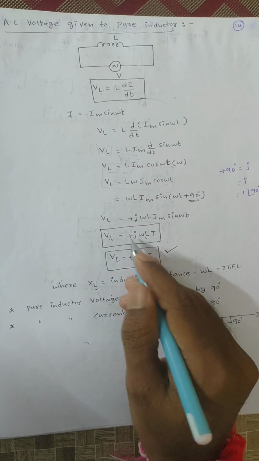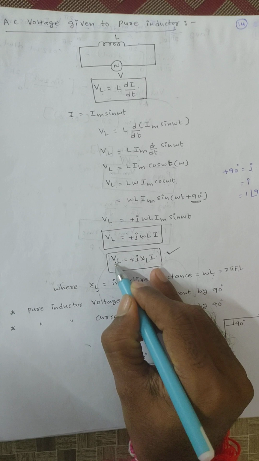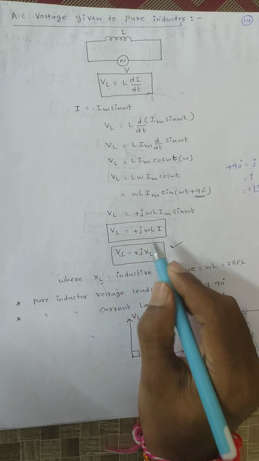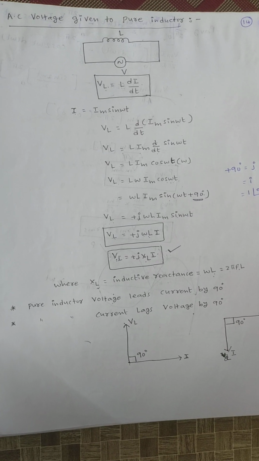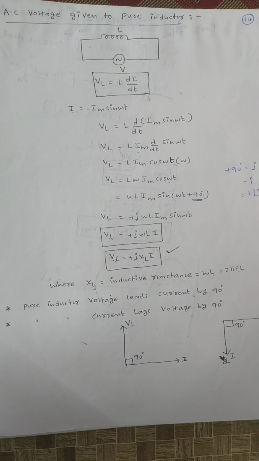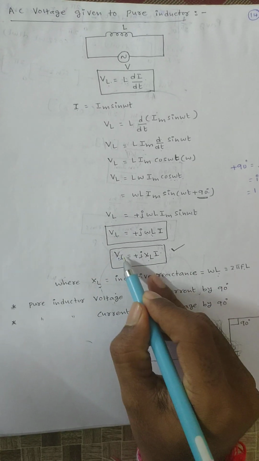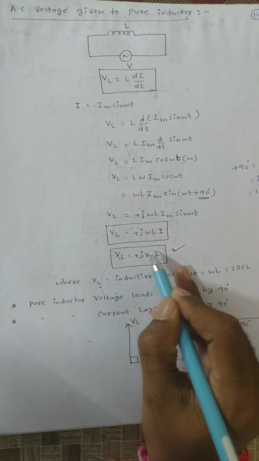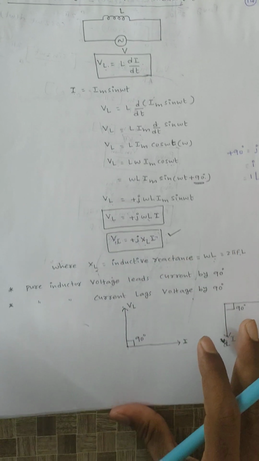Now see here, from this result this plus j operator indicates plus 90 degrees. That means voltage leads current by 90 degrees, or current lags voltage by 90 degrees in case of a pure inductor. Already we know in case of a pure resistor voltage and current are both in phase, there is no phase angle difference between voltage and current, whereas in case of an inductor voltage leads current by 90 degrees, or current lags voltage by 90 degrees.